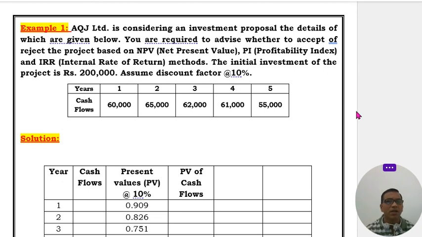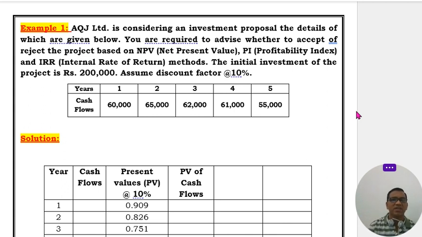Read the question. AQJ Limited is considering an investment proposal, the details of which are given below. You are required to advise whether to accept the project based on NPV, PI and IRR methods. The initial investment of the project is 200,000. Assume discount factor at 10%. If you want to calculate NPV, compulsorily we need a discount factor. It's called discount factor or rate of return or cost of capital. At this rate of return, we will use the present value table values.